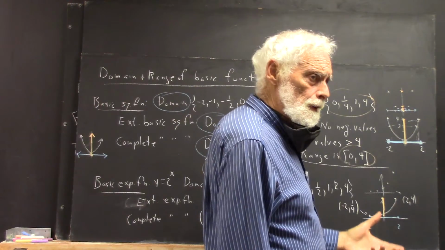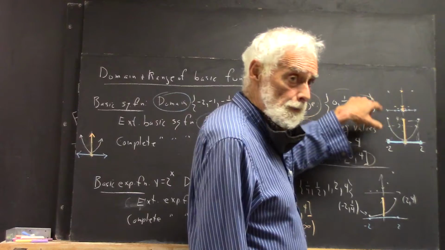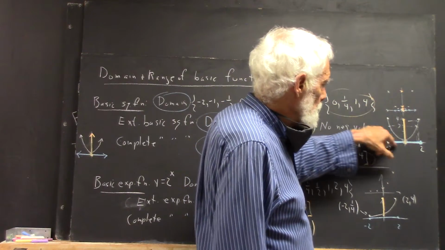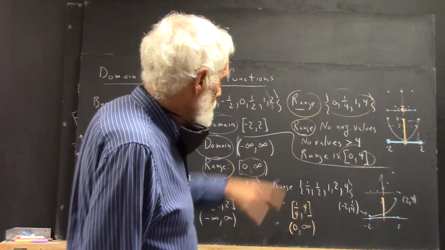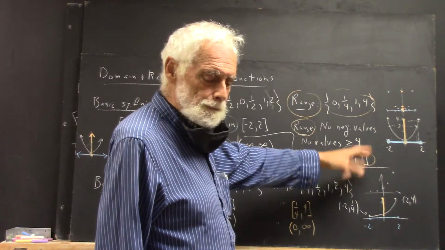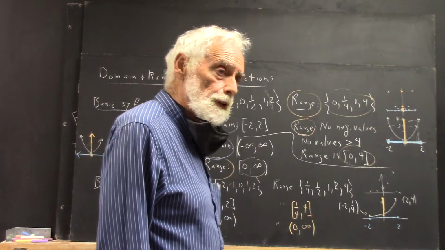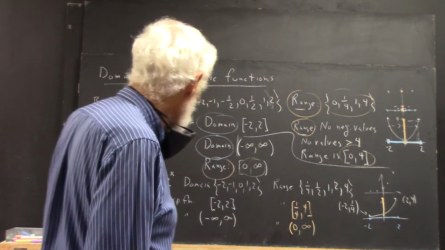The domain is a set of all the x values that correspond to points in the graph, if I said that wrong. And the range is a set of y values that correspond to all the points in the graph. So, we talked a lot about that. We saw a lot about why that was so, but there it is. The range is a set, the closed interval from 0 to 4.